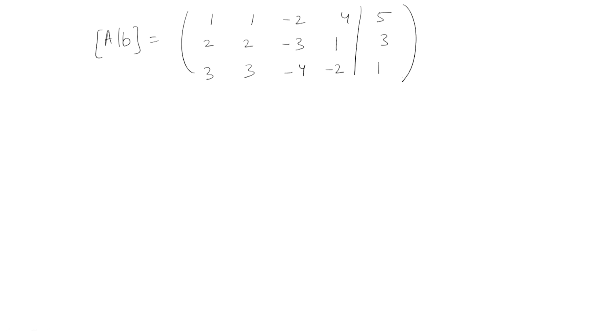These are augmented matrices. Now, if you see here, the first equation is x1 plus x2 minus 2x3 plus 4x4 equal to 5. The second equation is 2x1 plus 2x2 minus 3x3 plus x4 equal to 3. Third equation is 3x1 plus 3x2 minus 4x3 minus 2x4 equal to 1.